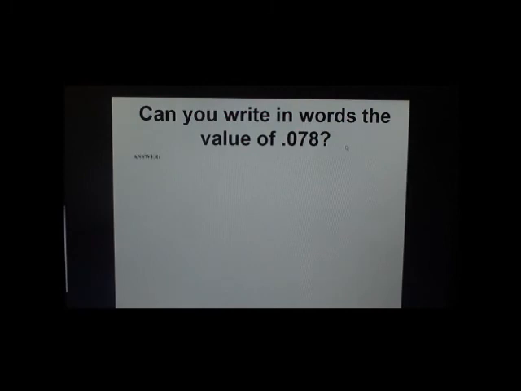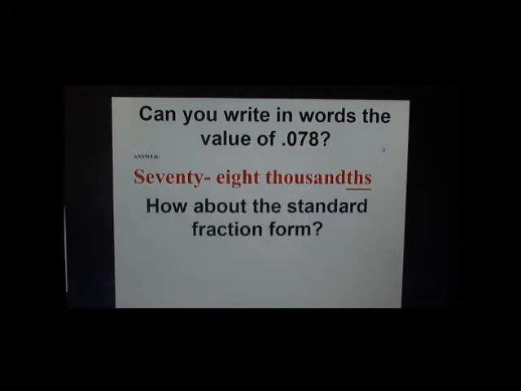Okay, do you see yourself writing these words? 78 thousandths. Notice that THS on the end of it. That's 78, the numerator, down to the thousandths place. Writing it as a regular standard form fraction, it would look like this. The 78 at the top is the numerator, and the thousandths at the bottom. Notice how we don't have to write the thousands, we just put it in the thousandths place.